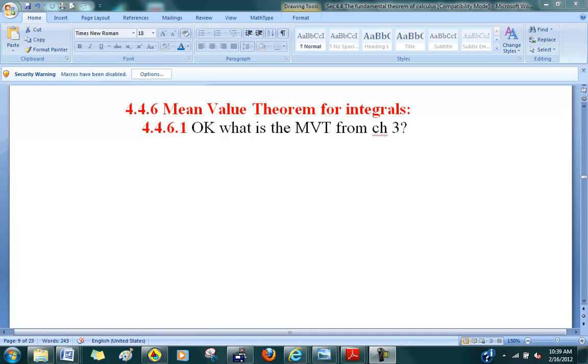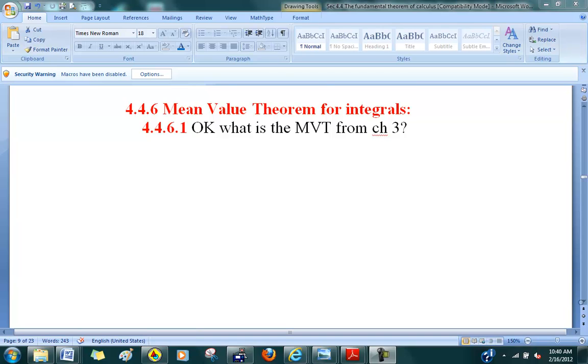So we are on to the second day of 4.4, and again this is pre-recorded, so no entertainment value, all pretty serious business. So we're going to start out with the mean value theorem, and remember that we've already studied the mean value theorem in chapter 3.